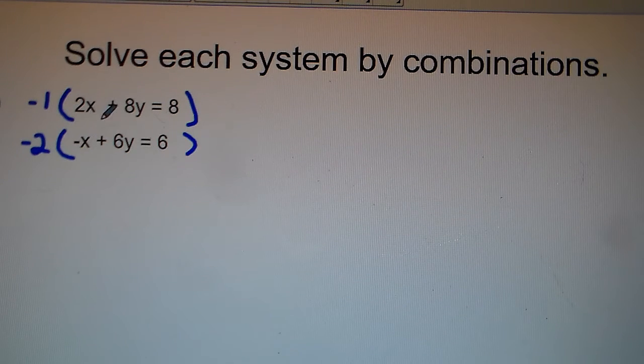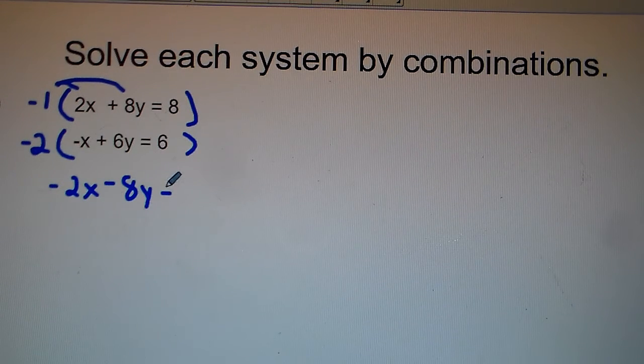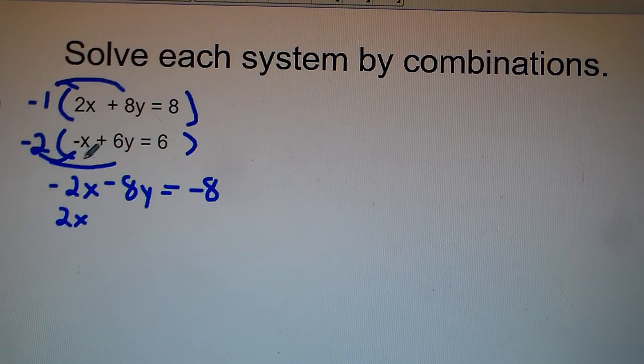Negative 1 times 2x gets us a negative 2x. Negative 1 times positive 8 gets us a negative 8y. And negative 1 times 8 gets us negative 8. We then got to distribute the bottom. So negative 2 times negative 1x gets you 2x. Negative 2 times 6 gets us negative 12y. And negative 2 times 6 gets us negative 12.